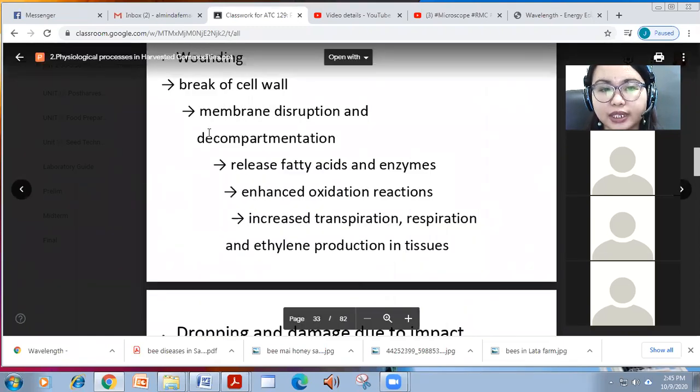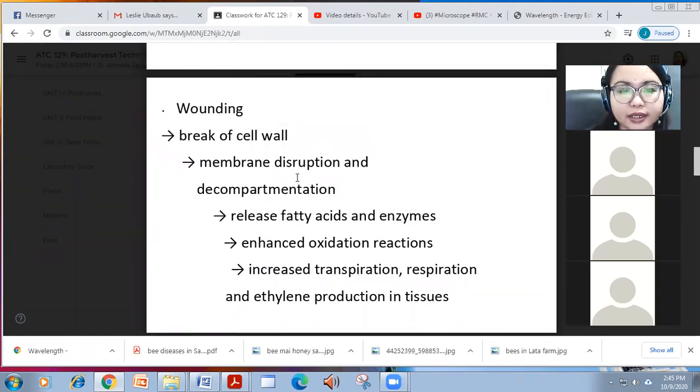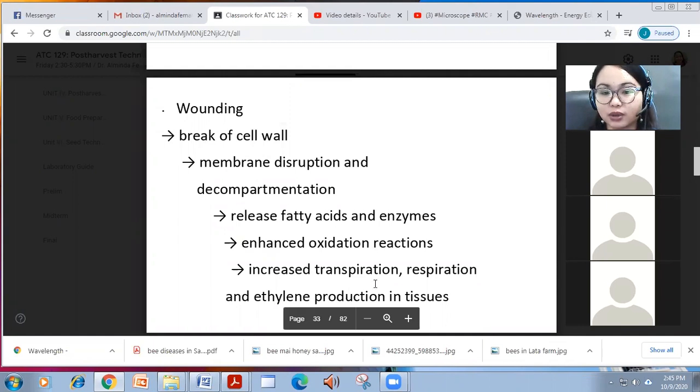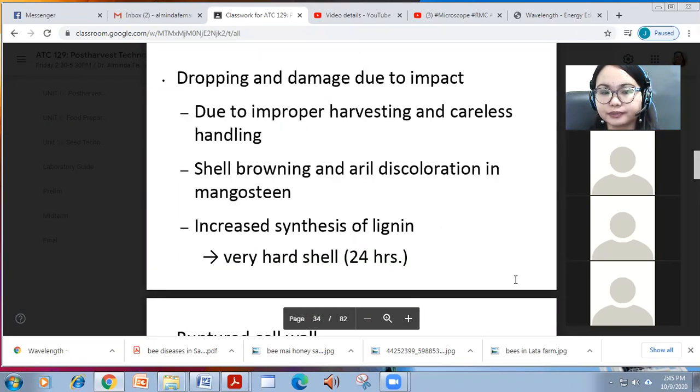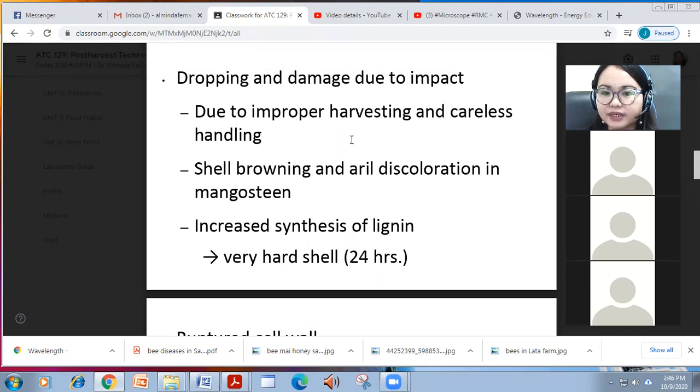So, una, wounding, wherein the cell will be broken, the membrane is disrupted, and will decompartmentalize. Thus, it will release fatty acids and enzymes and will enhance oxidation reactions. So, with that, the transpiration, respiration, and ethylene production in tissues will occur. Sometimes when you drop the commodity and it will be damaged because of the impact. So because of improper harvesting or careless handling, shell browning and aerial discoloration in mangosteen.